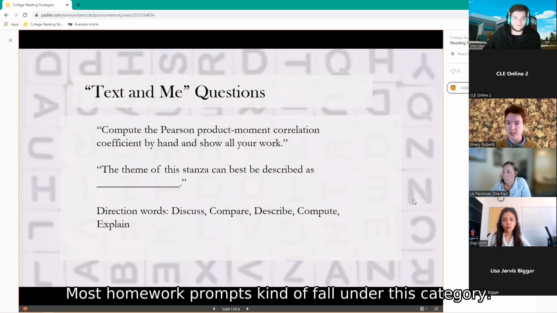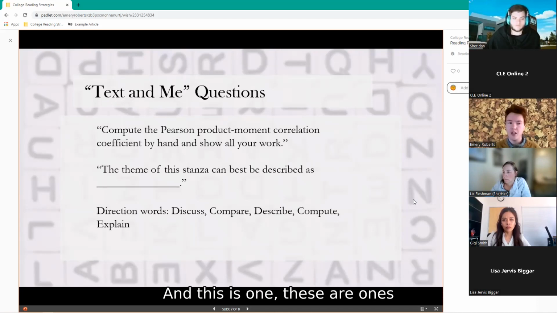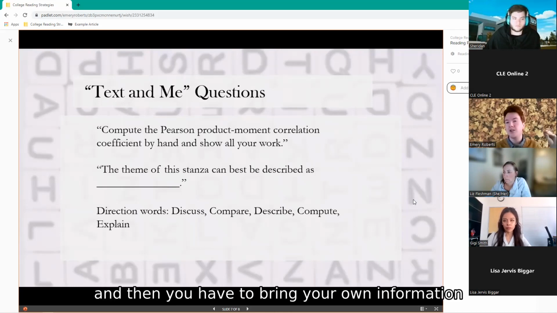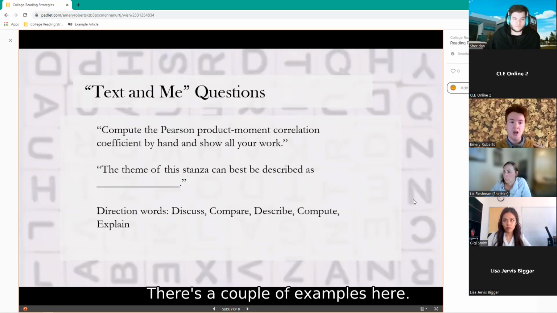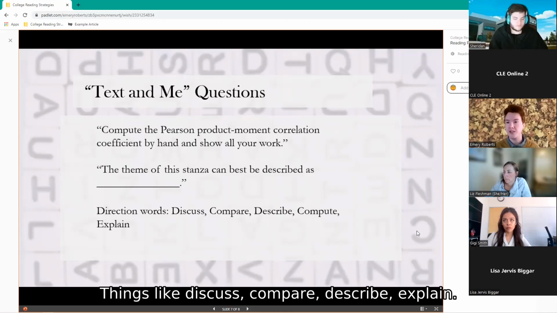Okay. The next one are a little bit more complicated, text and me questions. Most homework prompts kind of fall under this category. And these are ones that you take something from the text and then you have to bring your own information in and expand on it. So it's a combination of something directly from a textbook or from a reading and your own information. There's a couple examples here. Things like discuss, compare, describe, explain. Those kind of direction words tend to mean you're looking at this kind of a question.